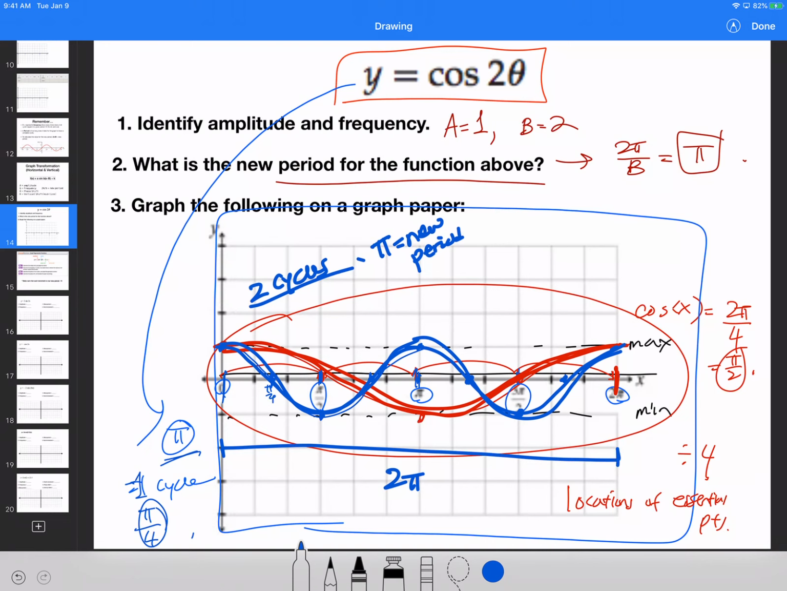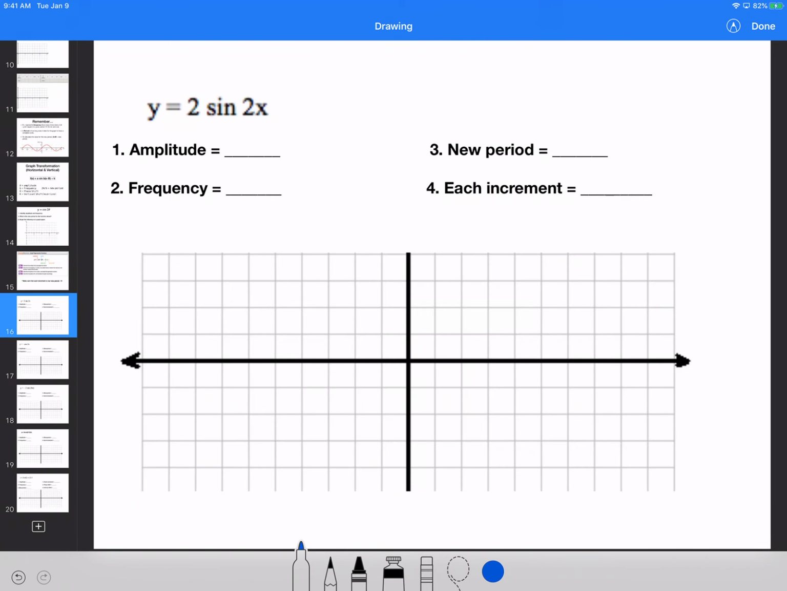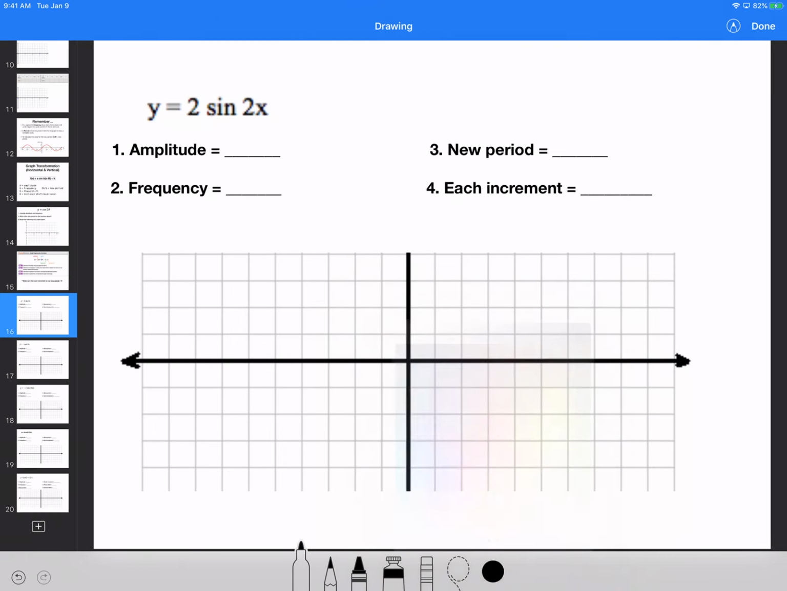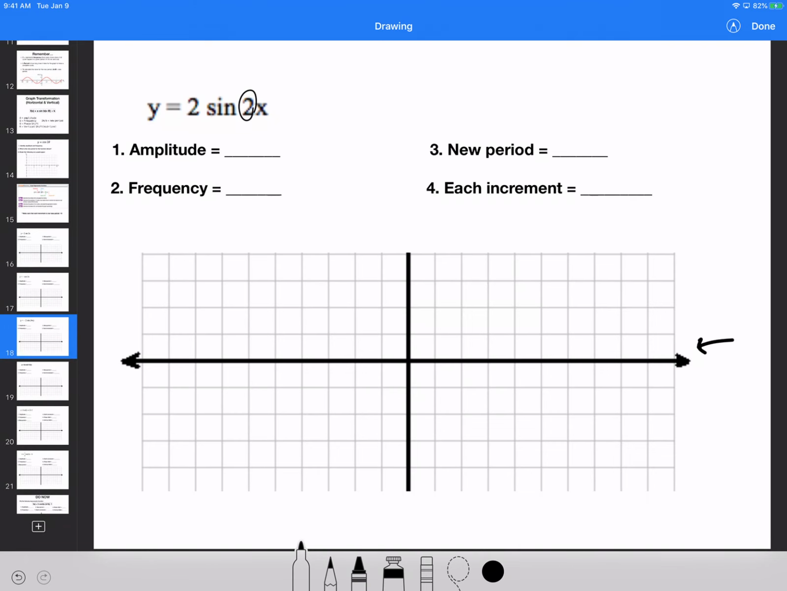Now, what I would like you guys to try is some of these other problems here. Notice that I didn't give you any scale for this, like the x scale, because I want you to make it on your own. It depends on whether the period could be 2 or 4, or the frequency could be 4 or 2. So your new period is subject to change every single time.